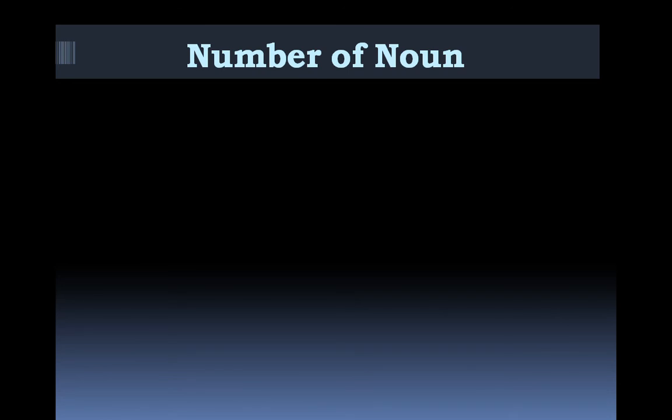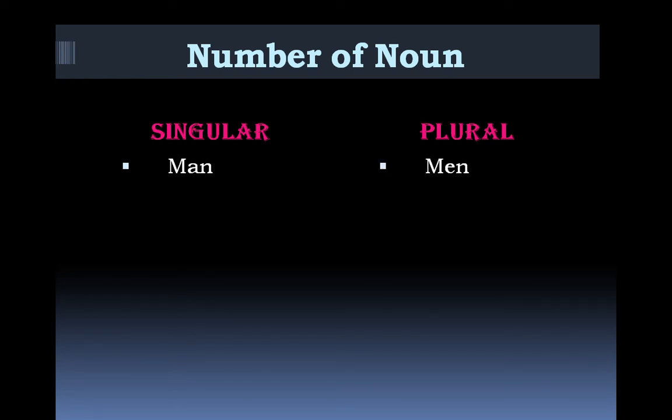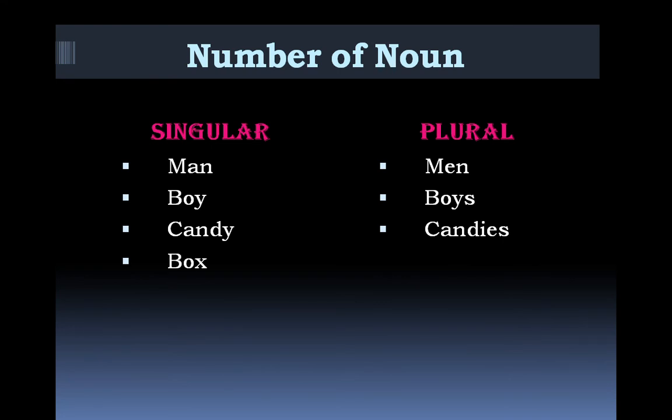Number of noun. By number of noun we mean whether the noun is singular or plural. Singular means one and plural means more than one. Let's have a few examples. Man is singular. Man means just one man, and men means more than one. Boy, boys. Candy, candies. Box, boxes. The regular method of converting nouns from singular to plural is addition of s or es with the singular noun.